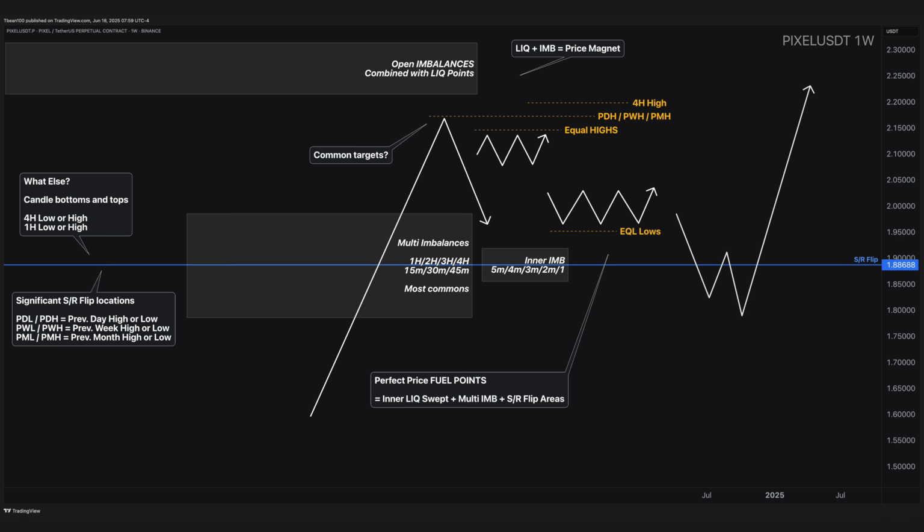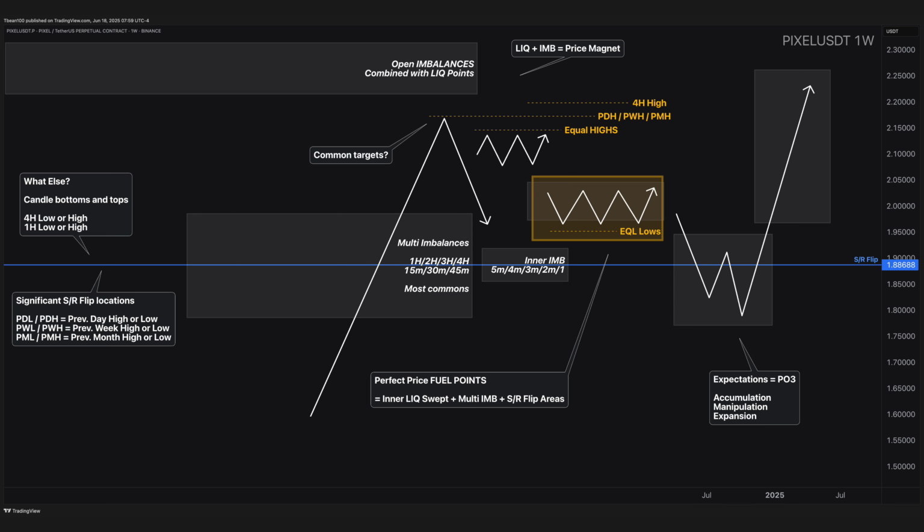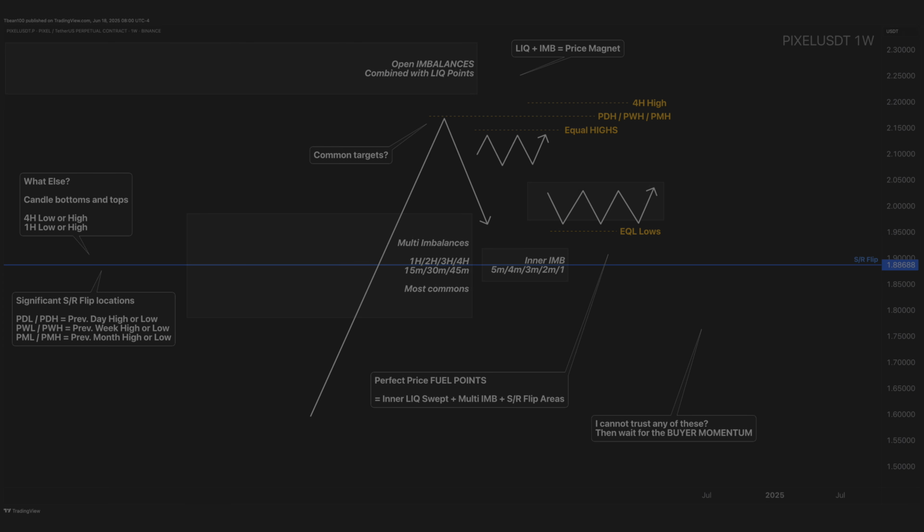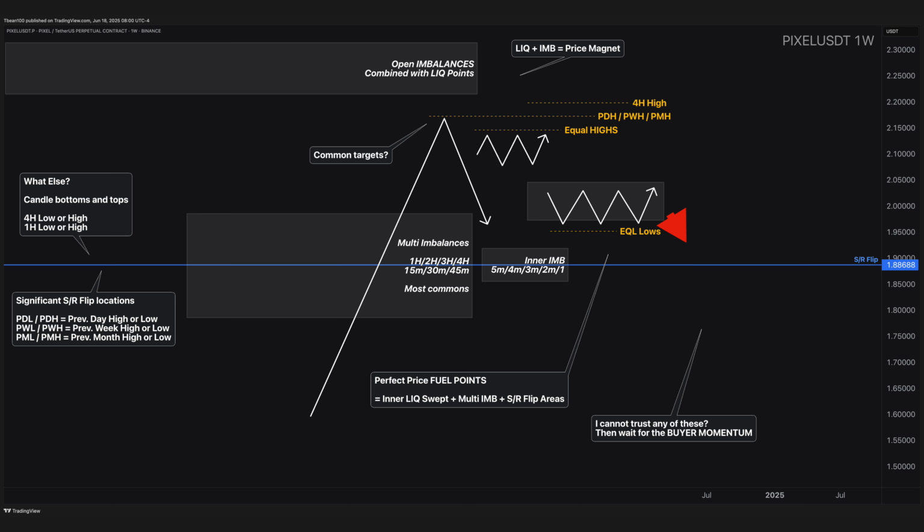So basically, what is the point of what we do here? In our entry area, we are actually looking for a small PO3, the power of 3: accumulation, manipulation, and expansion. I hope that you get the main idea here. Now the problem we encounter so many times: price sometimes never stops here and keeps dropping and dropping and dropping.